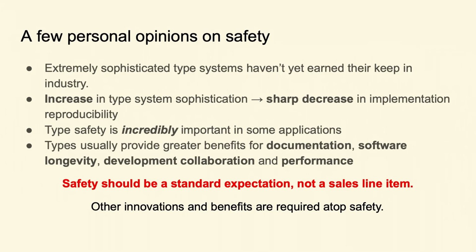Type safety is very important in some applications. I think that goes without saying. But I think types give you much more than safety. Documentation is a big one. Software longevity, making sure bit rot doesn't happen. Collaboration, especially within a workplace, and performance. So I don't think safety should be anything special. It should sort of be a standard expectation.